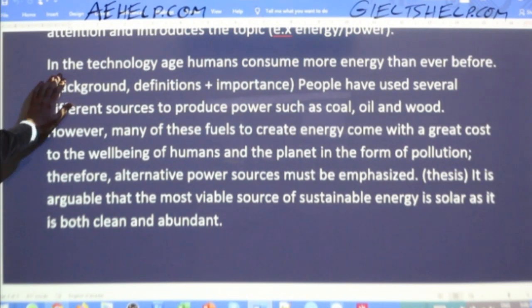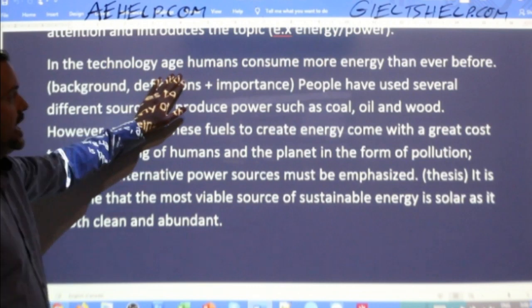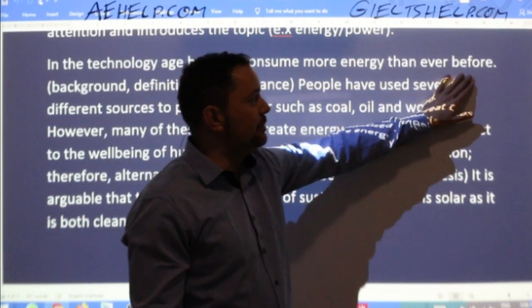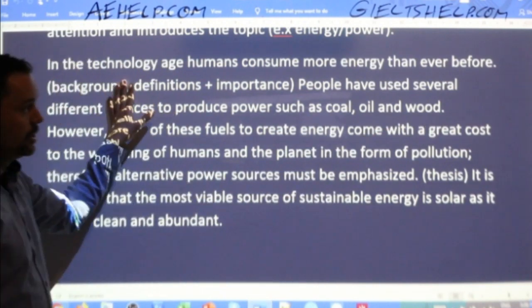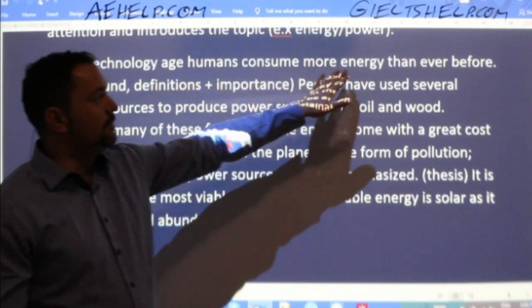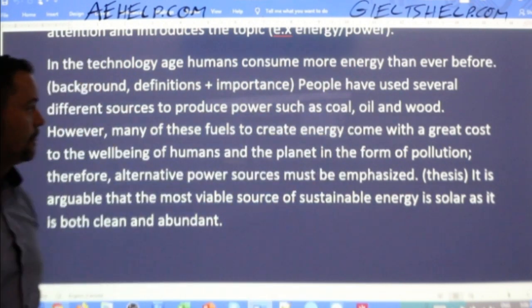Keep it simple. In the technology age, humans consume more energy than ever before. It's 11 words, it's accurate, it's clear, it introduces the idea of using energy.